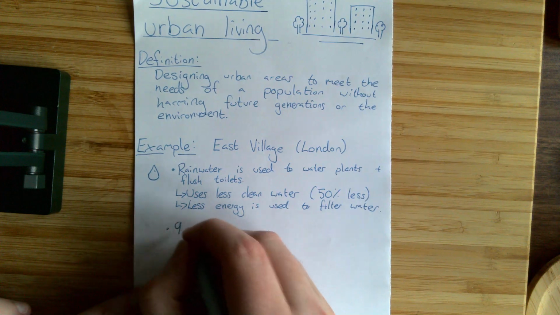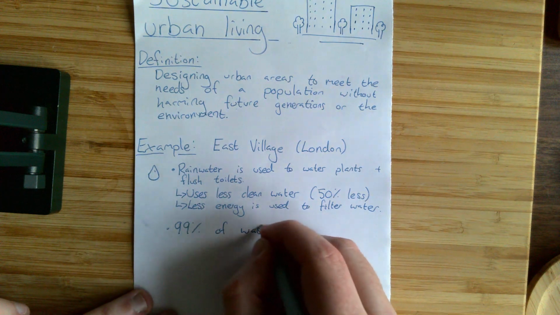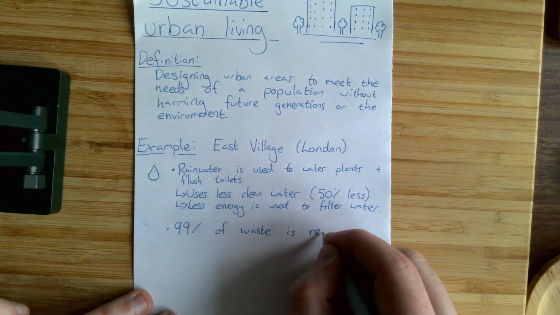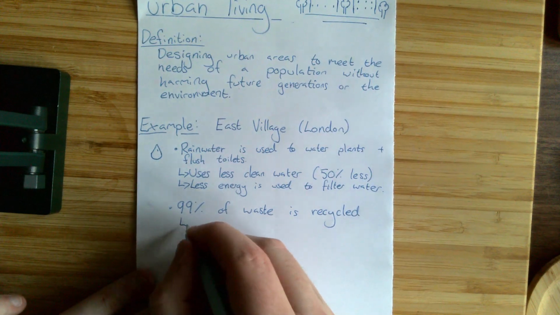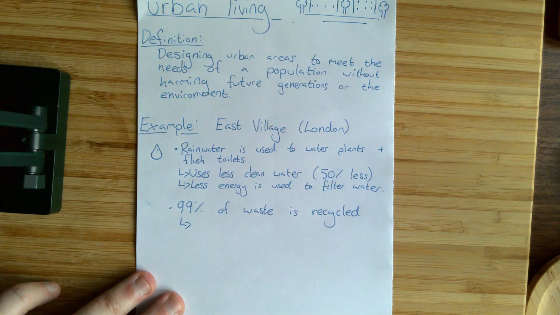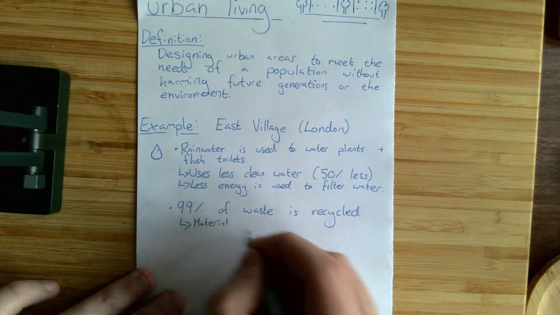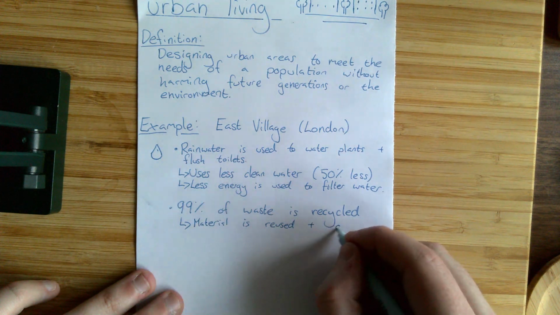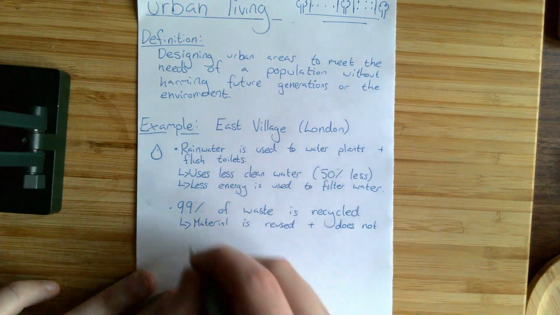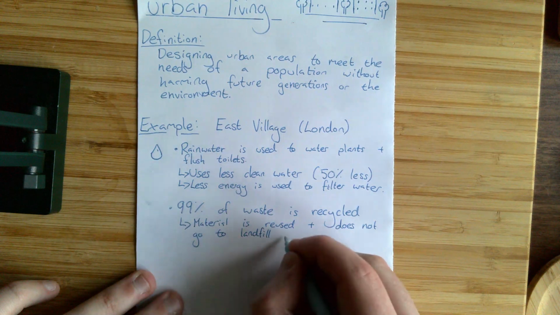Next one, again, I'm only giving you three. The next one is: 99% of waste is recycled. That's fantastic. 99% of all their rubbish gets recycled. Why is that sustainable then? Well, if it's being recycled, it's being reused. So material is reused and does not go to landfill sites.